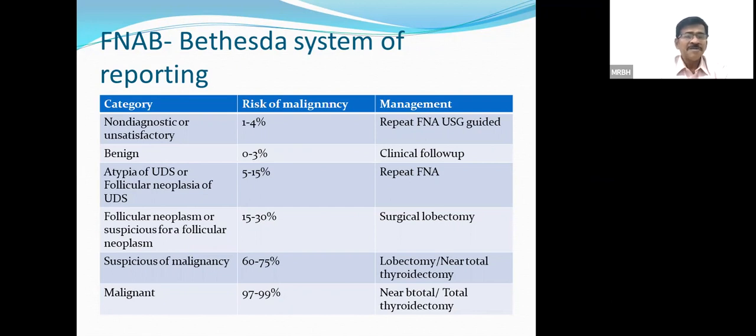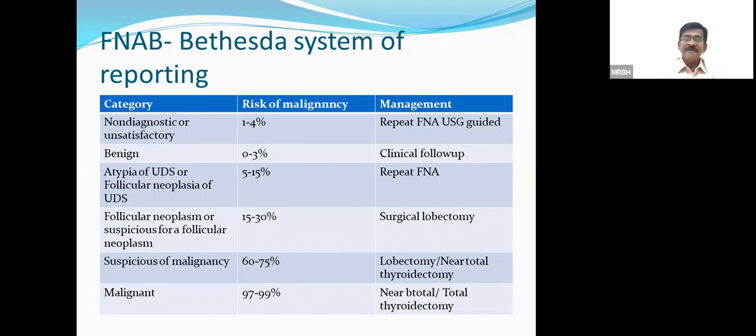Atypia of undetermined significance or follicular lesion of undetermined significance. The risk of malignancy is 5 to 15%. The procedure should be a repeat FNA. If it is a follicular neoplasm or suspicious for a follicular neoplasm, the risk of malignancy is higher, to the tune of 15 to 30%, and a diagnostic lobectomy is advisable.